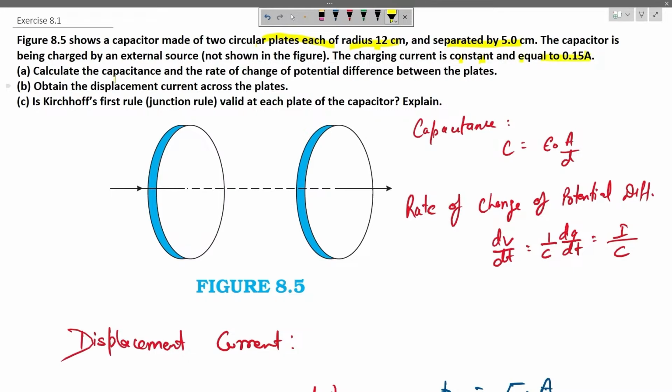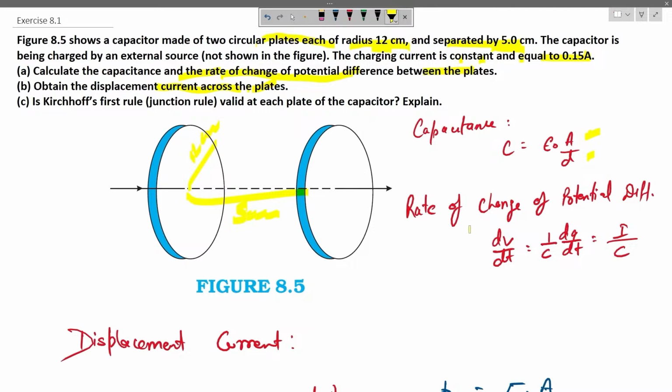Now we have to calculate the capacitance and the rate of change of potential difference between the plates. And we also need to obtain the displacement current across the plates. And third, we have to tell whether Kirchhoff's first rule or the junction rule is valid at each plate of the capacitor. Now we know that capacitance is defined as C equals epsilon naught A by D, which depends upon the geometry of the plate. Here we have been given that the radius of each plate is 12 cm and they are separated by 5 cm distance.